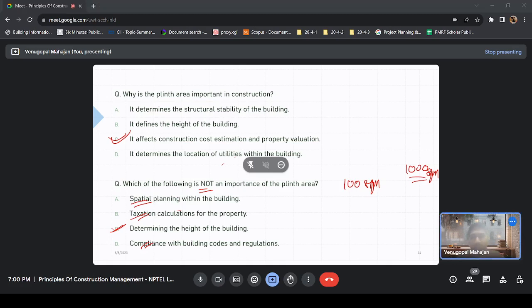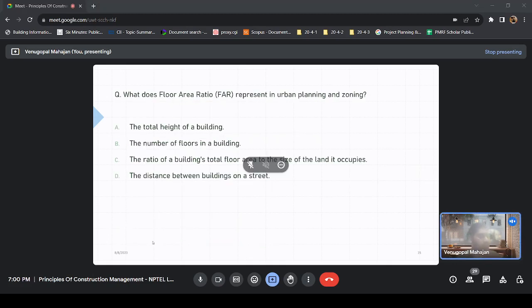Okay, so now we are coming to one concept that I like: floor area ratio. Anybody who is not familiar with floor area ratio?